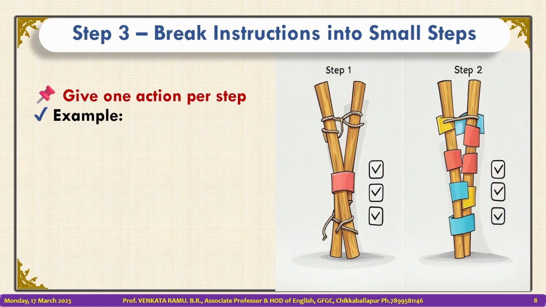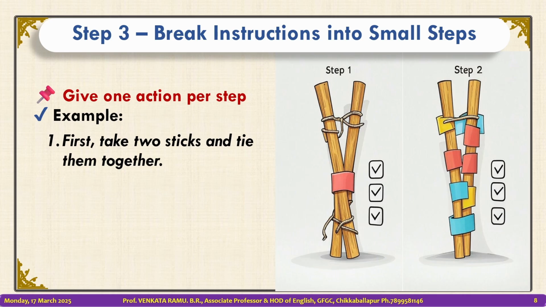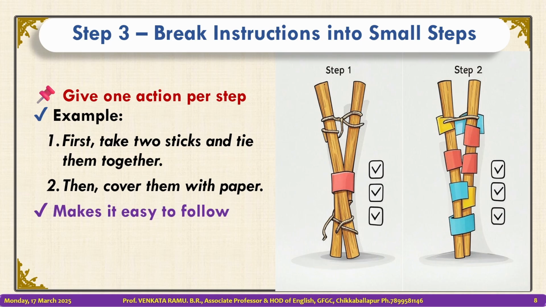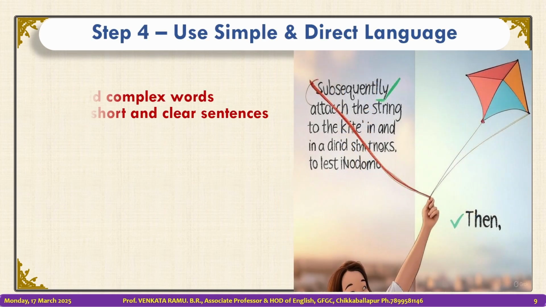Step 3. Break it into steps. When you give clear instructions, always divide them into small steps. Each step should tell the listener one clear action. For example, first take two sticks and tie them together. Then cover them with paper. This makes it so easy to follow. Let us move on to step 4.